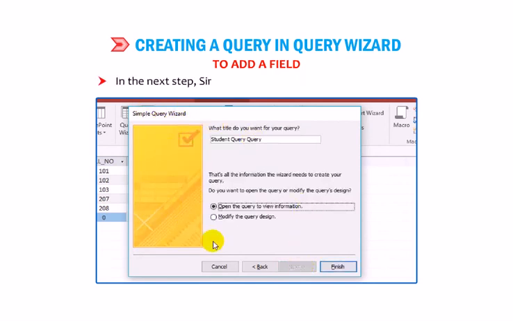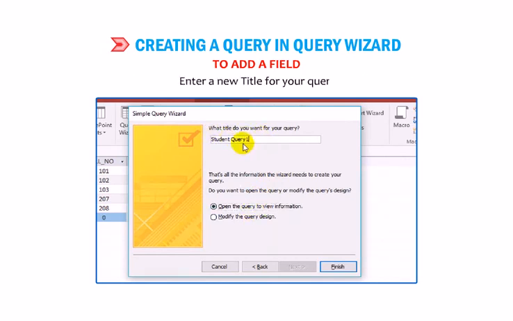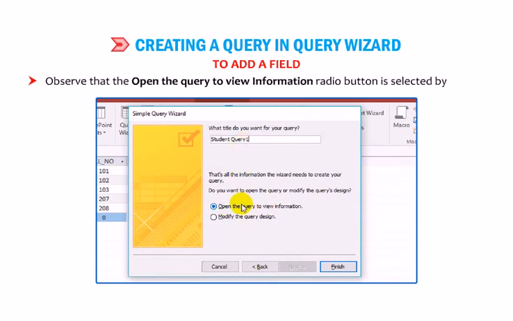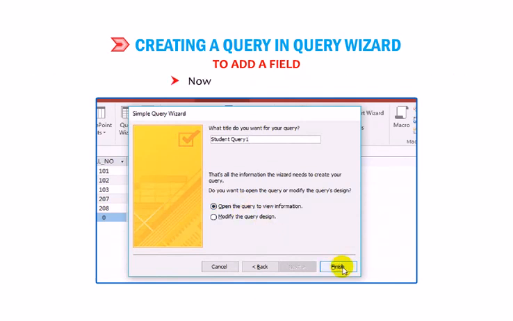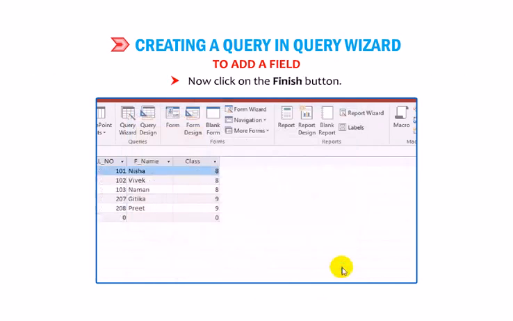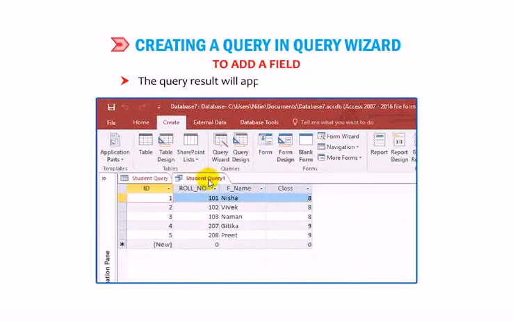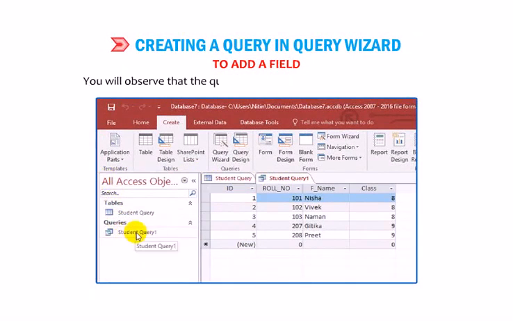In the next step, Simple Query Wizard screen 3 of 3 appears. Enter a new title for your query. Observe that the Open the Query to View Information radio button is selected by default. Now click on the Finish button. The query result will appear in the datasheet view. You will observe that the query name is visible in the navigation pane.